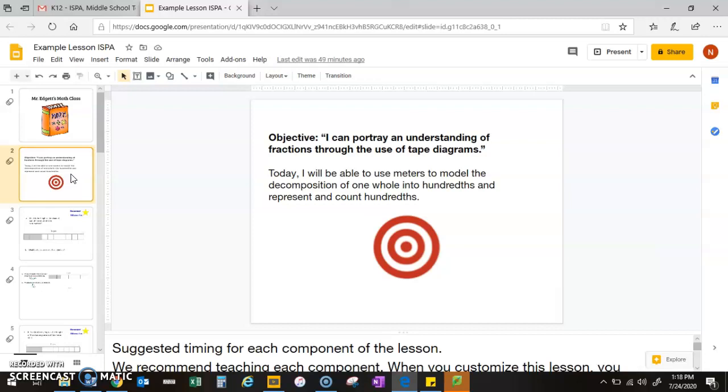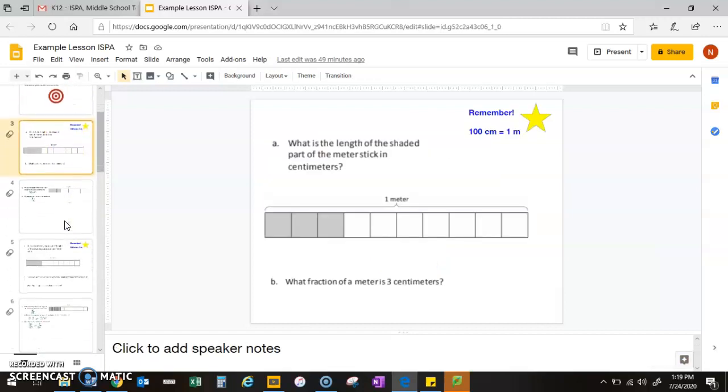So today I will be able to use meters to model the decomposition of one whole into hundredths and represent and count hundredths. This is a warm-up problem, a little bit of practice, instead of jumping straight into it. In my classroom, we used whiteboards. I would be at the front of the board. This is a Google slide that I created. I'd be projecting this. In a virtual environment, they would have their own personal whiteboards. Whatever I draw, you draw.